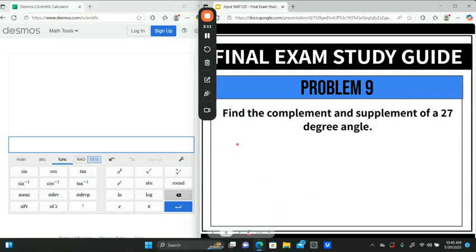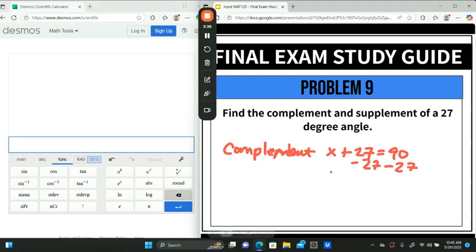Okay, so complement is going to be an angle that will complement the current angle that we have to make it equal 90 degrees. So I can write an equation for this by saying the complement plus 27 is going to give me 90. Now I can just solve. I can subtract 27 from both sides, and I get x equals 63 degrees. That is going to be my complement.